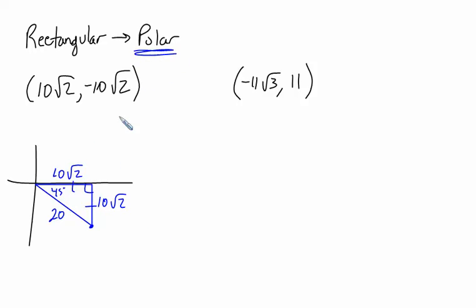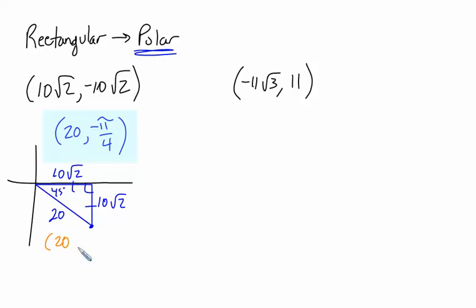Hence, in polar coordinates, this point would become 20 because that's its distance from the origin. It's the radius, so to speak. Comma, we could write this as negative pi over 4. So there is one expression for a polar coordinate of the given point. However, it could have other representations.